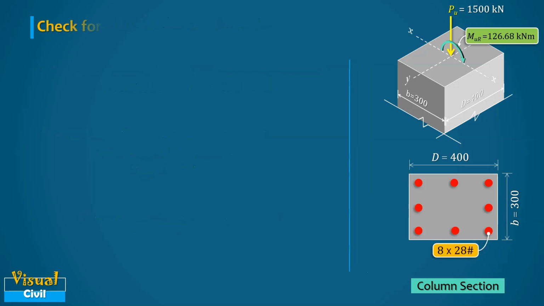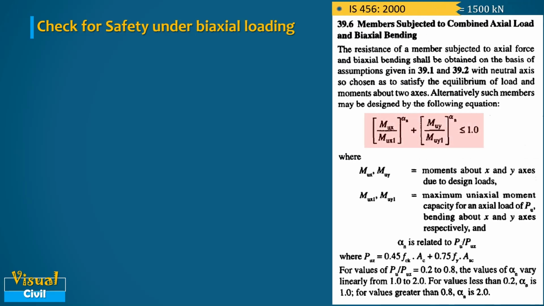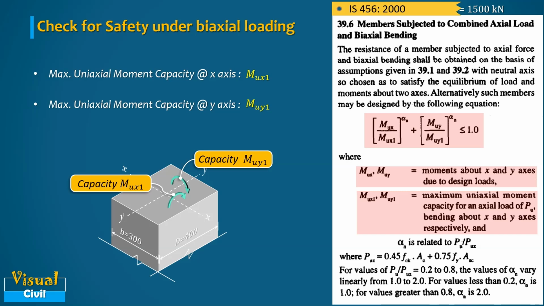In next step, check whether the reinforcement provided is sufficient or not for the safety of column under biaxial loading. For this purpose, we can use the expression given in clause 39.6. In this equation, Mux and Muy are the design moments about x and y axis. Mux1 and Muy1 are the maximum uniaxial moment capacity about x and y axis respectively, and alpha n is related to Pu by Puz.